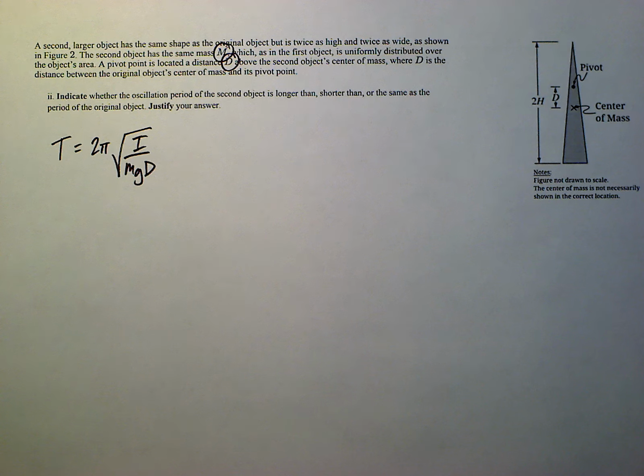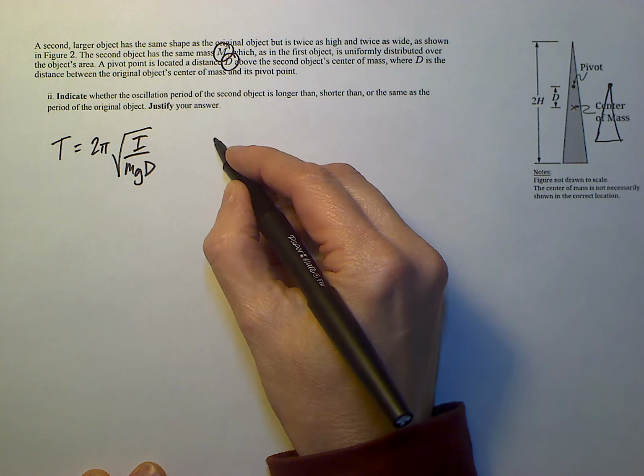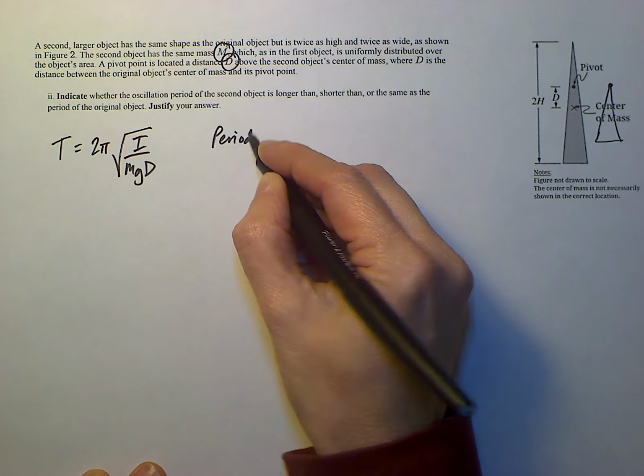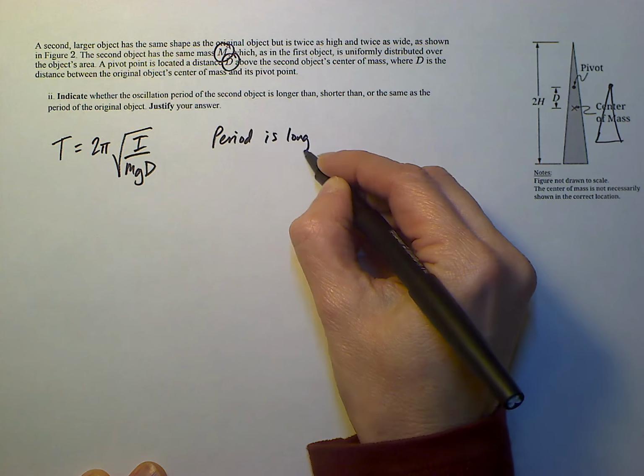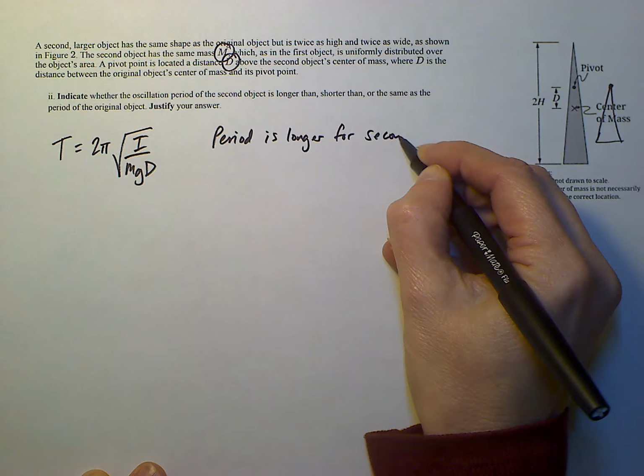And what I want to be thinking about is, so this is my original object, or my new object. My original object was only half as big. Okay, it's only half as big, and it was pivoting at this point here. And so I can see that the mass of the second object is further away. That distance always matters most with inertia. And so I could say something like, the period is longer for the second pendulum.